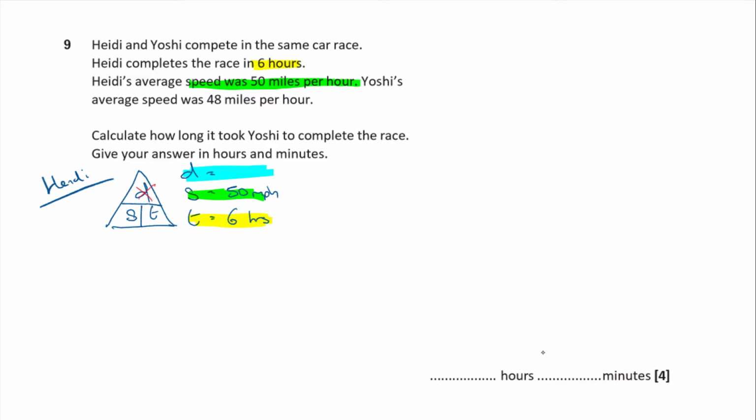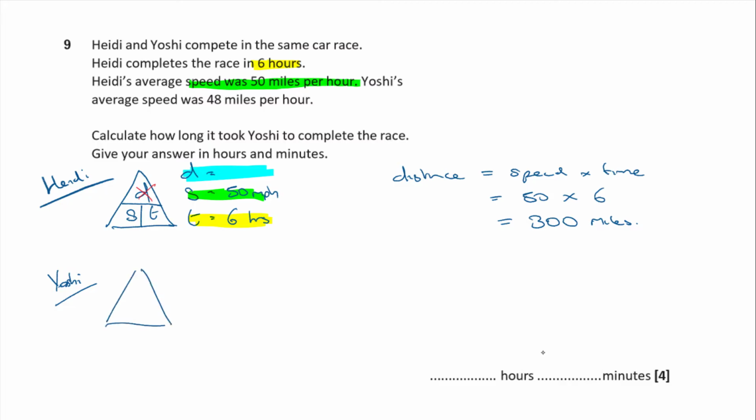That tells me that distance equals speed times time. So let's write that down. Distance equals speed times time. Okay, so the speed for Heidi was 50. The time was 6 hours, and 50 times 6, that's 300, isn't it? So if it's in miles per hour and hours, then I multiply it together, I'm going to get miles then, aren't I? Okay, so the total distance for the race was 300 miles. Now let's switch over to Yoshi.